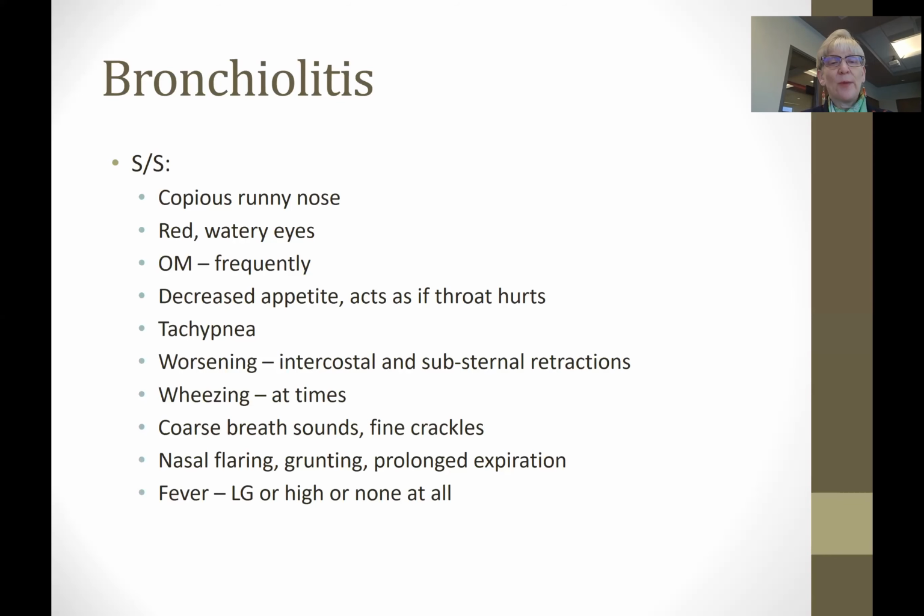So again, they may or may not have a fever. I've had them both ways. I've had some kids that looked like they had just a mild cold and it was positive for RSV, and I looked at the parent and said, "You're blessed."